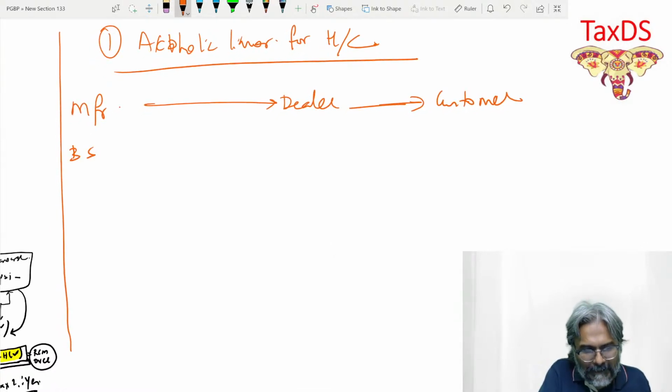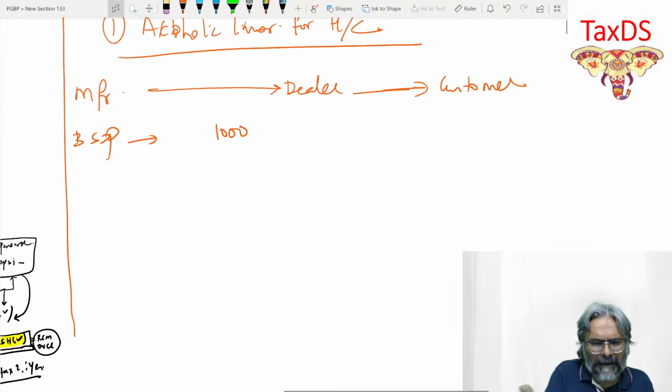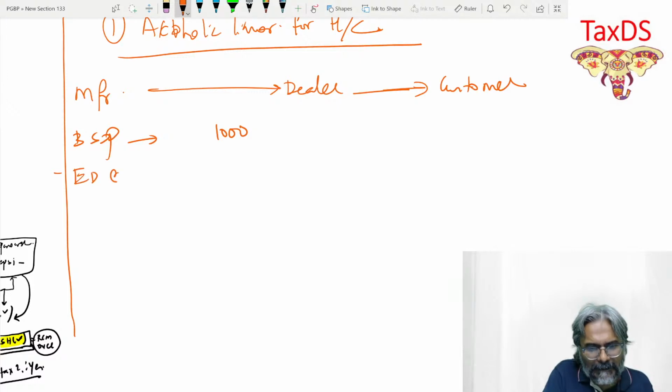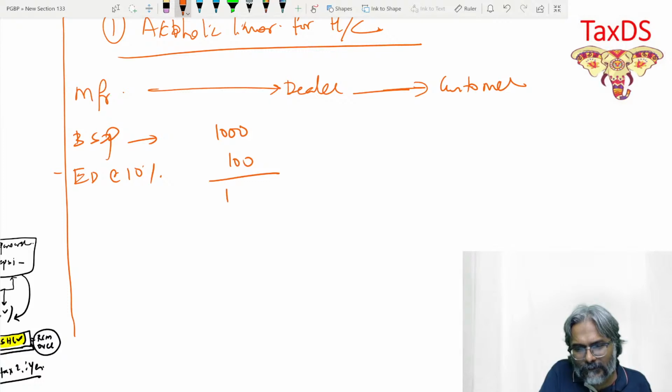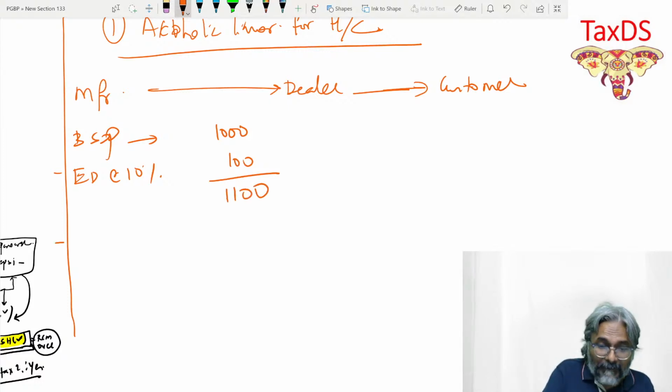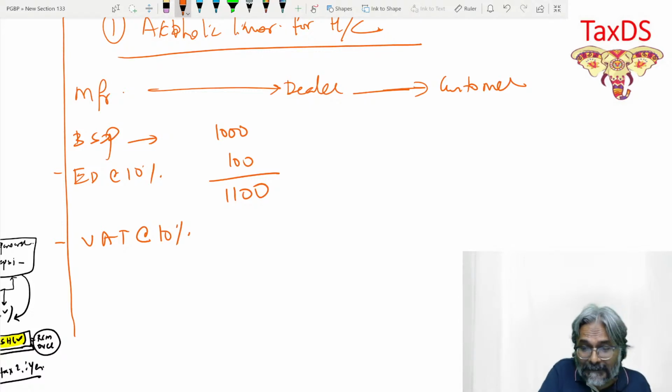So there is a basic selling price of say 1,000 rupees charged by the manufacturer to the dealer. Thereafter they are charging excise duty at say 10%, so say this is 100. So subtotal is 110. The VAT, say for example, is also at 10%. This is the cascading effect. The old system still prevails.